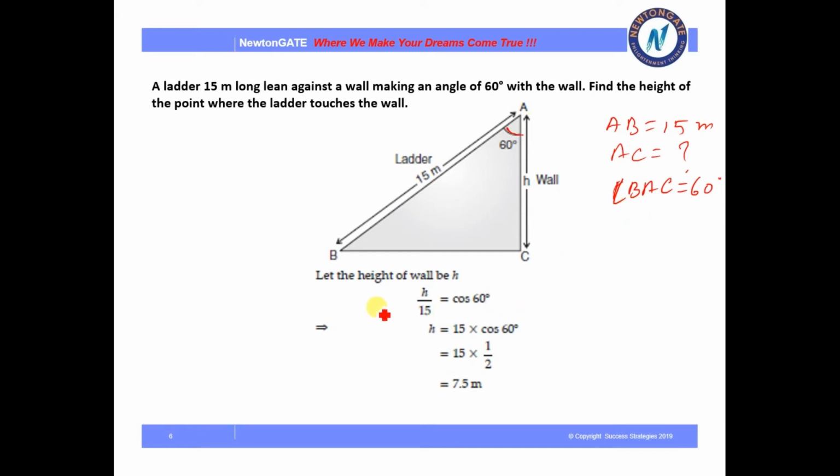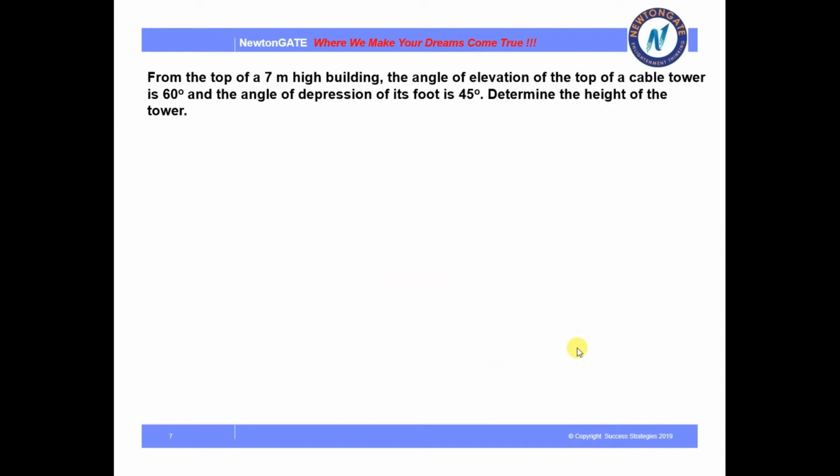So cos 60 is equal to h by 15. h is the height of the wall. So h by 15 is equal to cos 60 degree. We know the value of cos 60 degree as 1 by 2. So the value of h is 7.5 meter. So the height of the wall is 7.5 meter. This is another example on the same heights and distance problem. Let's see another example.